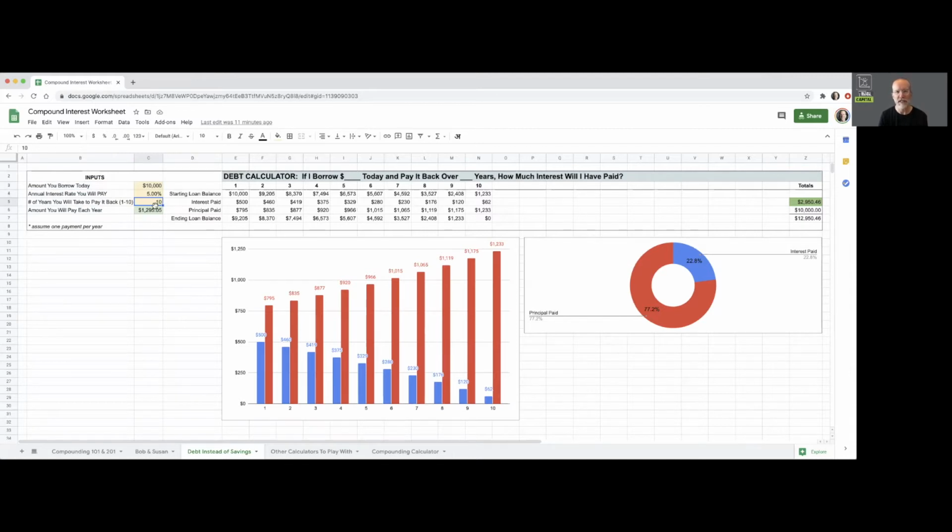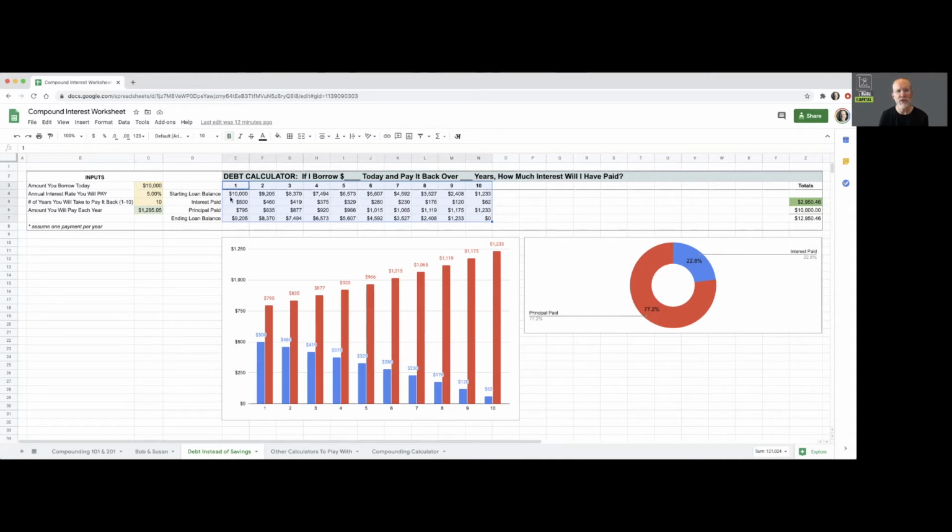And what the spreadsheet is calculating for us is a couple of different things, but the first thing it's showing us in the green box is the amount you're going to pay per year. Now for simplicity, I have this set up so you're only paying once per year, not every month, which would be more typical in a lot of loans. But this shows you that if you were just paying this back in 10 equal installments, you would pay $1295.05 per year. And over here on the right, it shows you why.